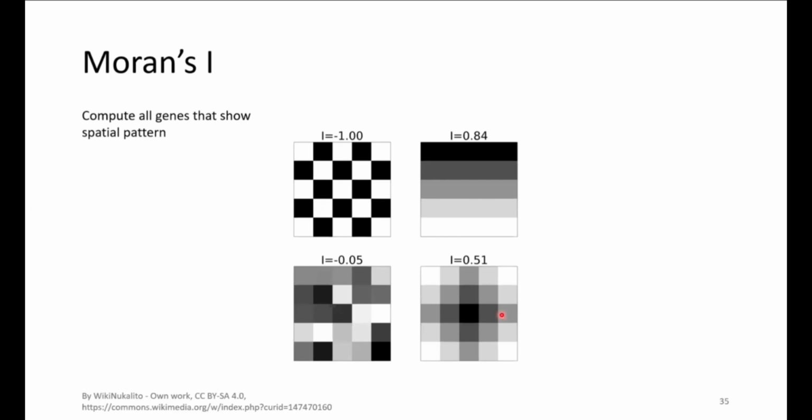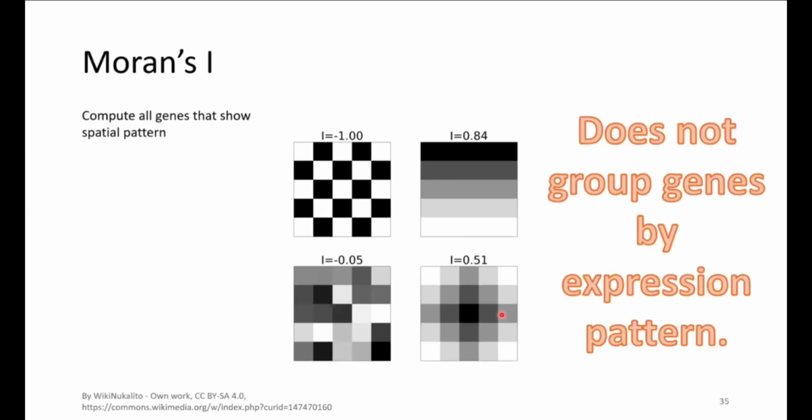Now, one issue with that is that this does not group genes by their expression pattern. And it might still give you a couple of hundred genes that show a spatial pattern, and that's interesting. But if you go through them one by one, it's like this gene is expressed on the left, this gene is expressed on the right, this is on the top. So you see all kinds of patterns and it's jumping around. So how to overcome that?